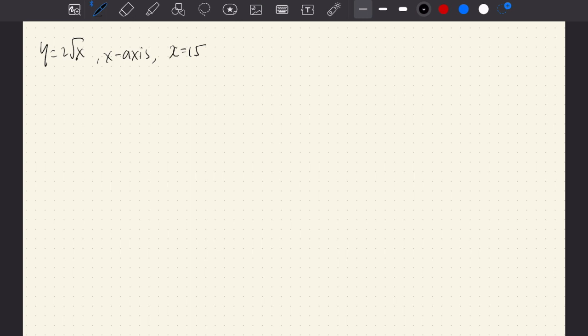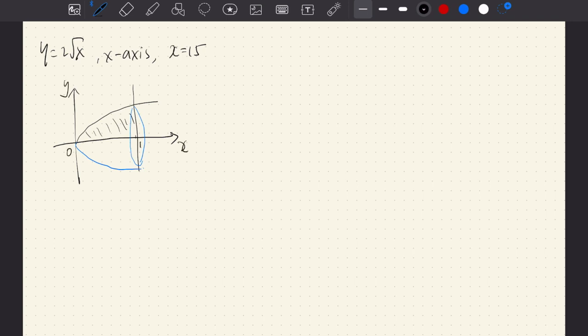Before we do anything, we should try to graph this area. So y equals 2 square root of x should look something like this, and the x-axis and x equals 15. So we have something like this. When it is revolved around the x-axis, it is shaped something like this. Now we want to find the volume of this solid. So here, this is x, this is y, and this is 0, and this is 15.